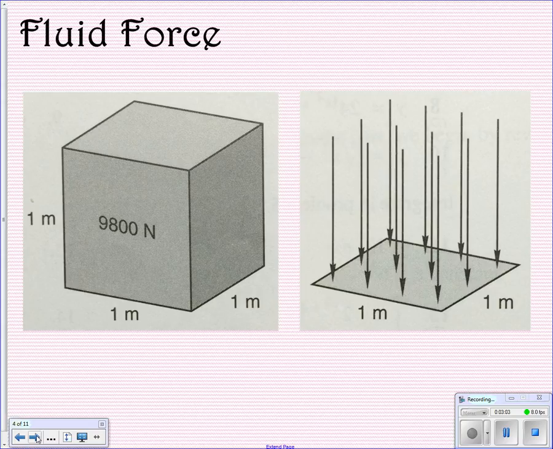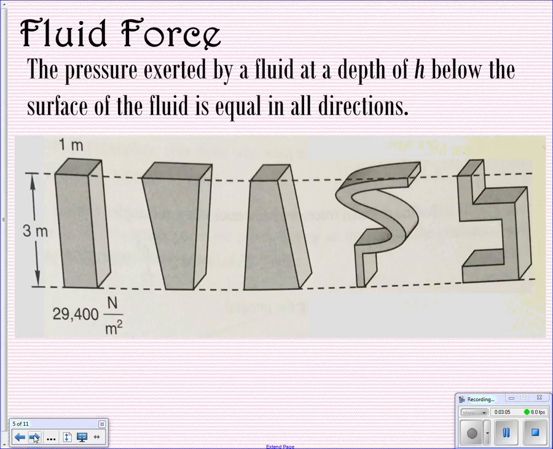Moving on to this next picture, the pressure exerted by a fluid at a depth of h below the surface of the fluid is equal in all directions. So all of these objects have the exact same pressure at the bottom. Even though they're different shapes, they are the same fluid and they're the same distance down, and so they're going to have the same pressure at the very bottom.